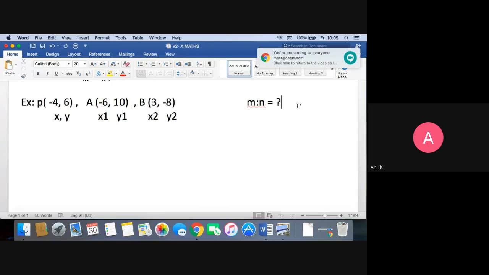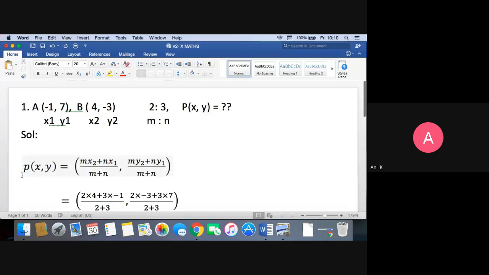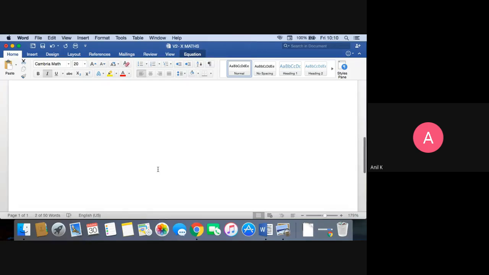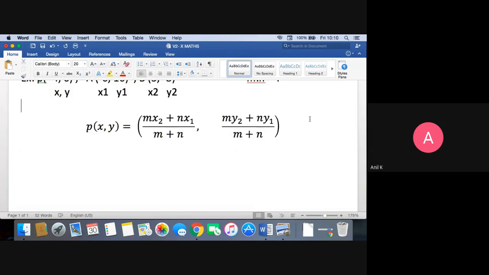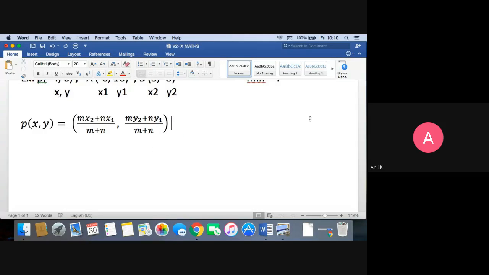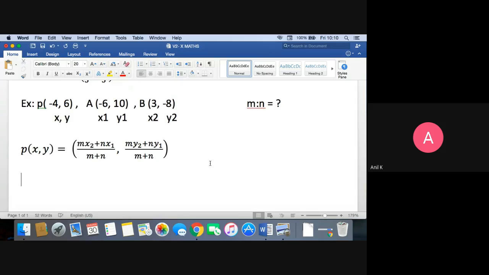So my question is, what is the ratio m is to n? Generally, we'll proceed now. According to the formula, if you want, we can paste the formula here. This is our formula. Now let me substitute the values. What values are given to us?